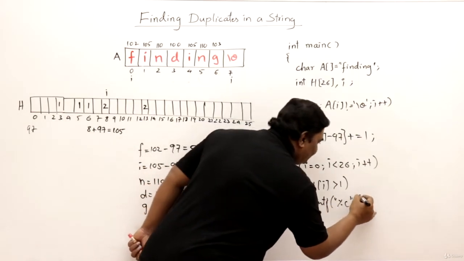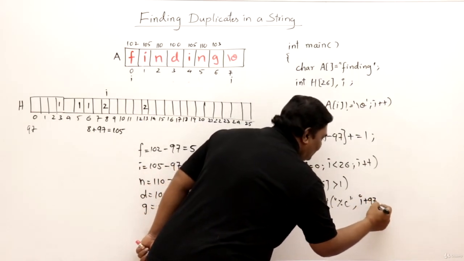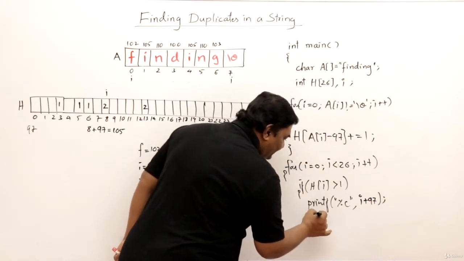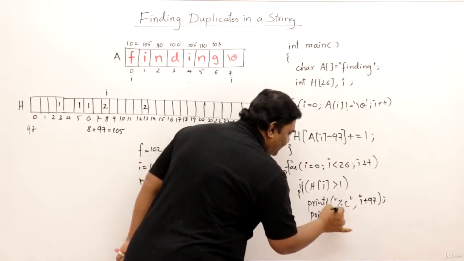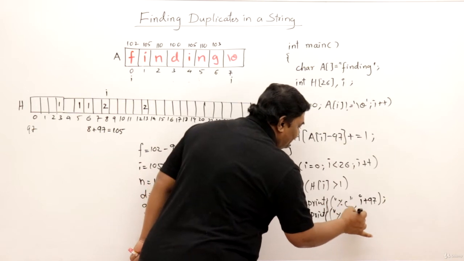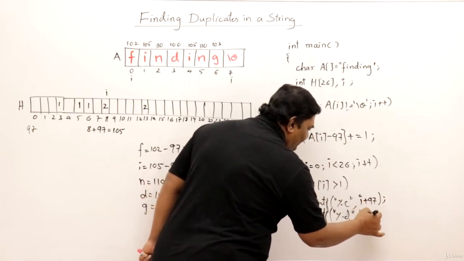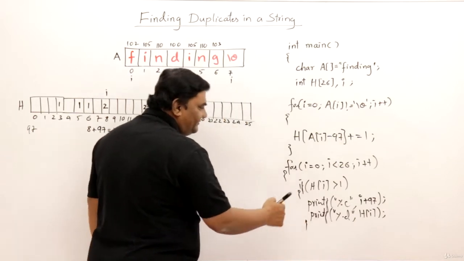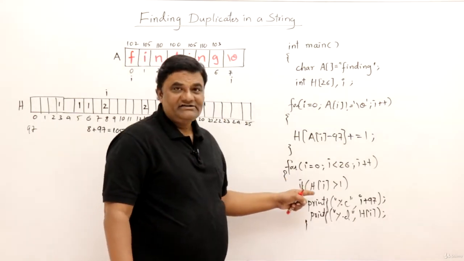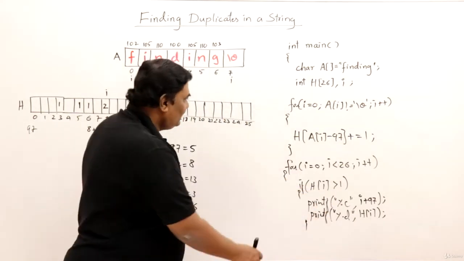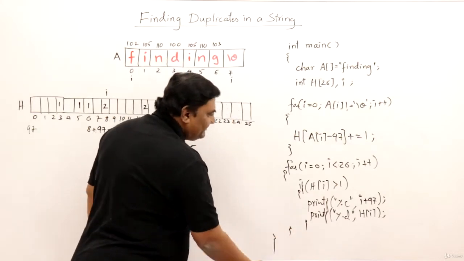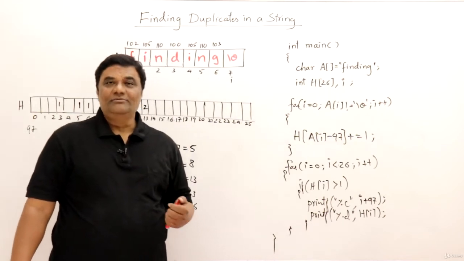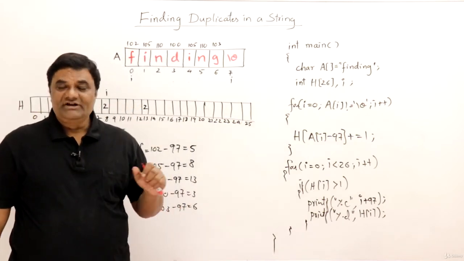So I plus 97, and also how many times it is appearing, I have to print that one also. So printf percentile D, I will print the number of times. So that is h of I gives you the number of times. This will be done only if the value at that hash table is greater than 1. So that's all. This is the procedure. So you can know the alphabets which are appearing more than one time. Duplicates you can find out.